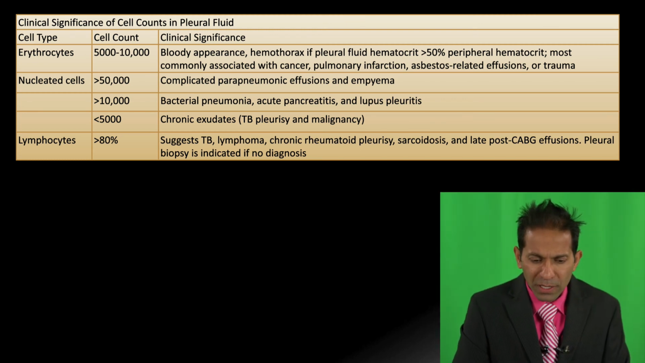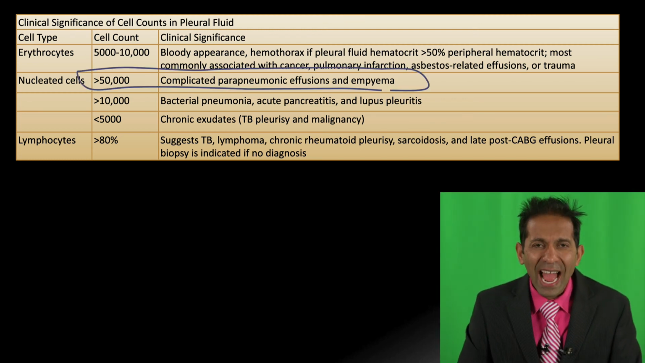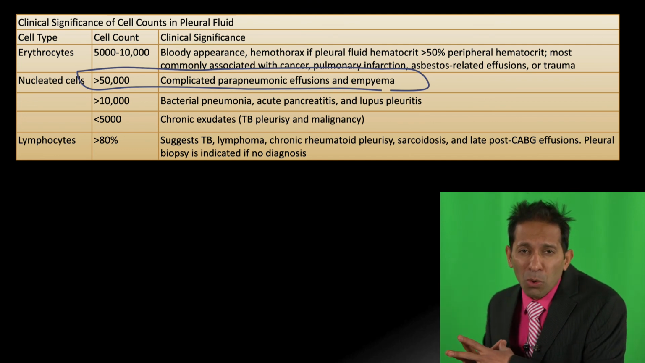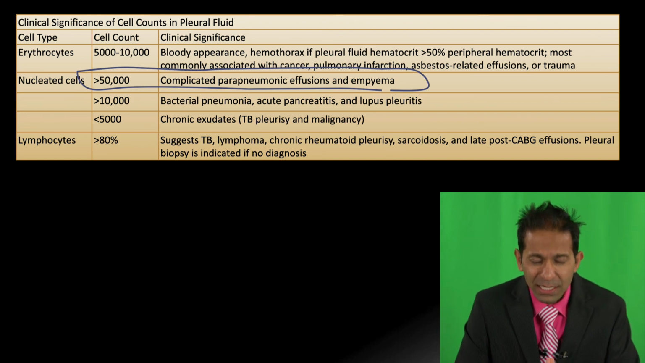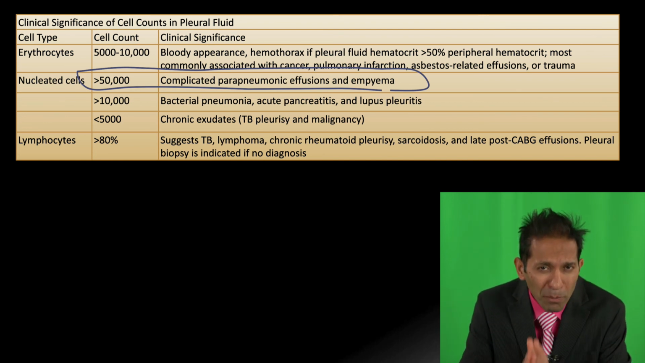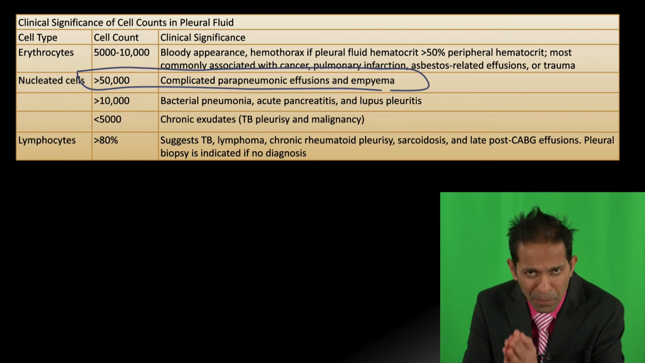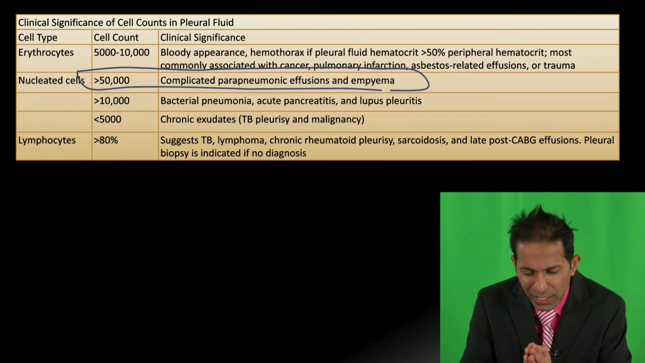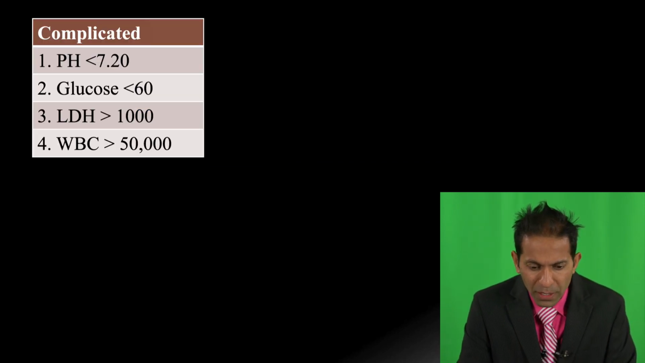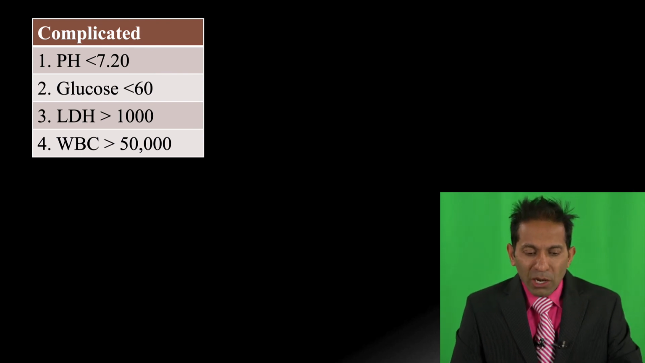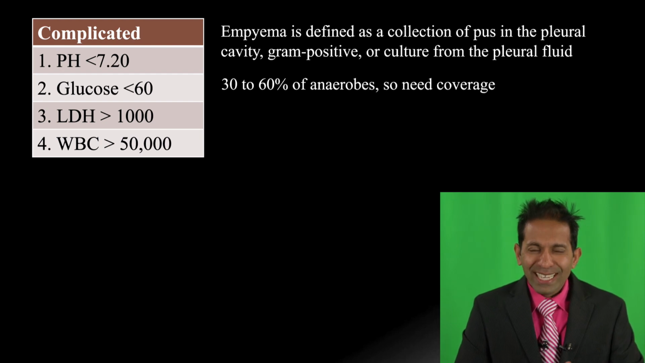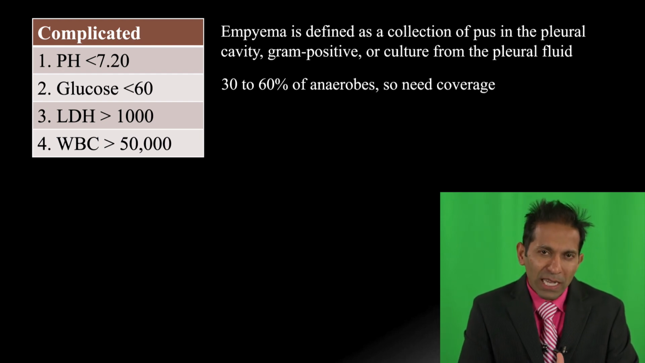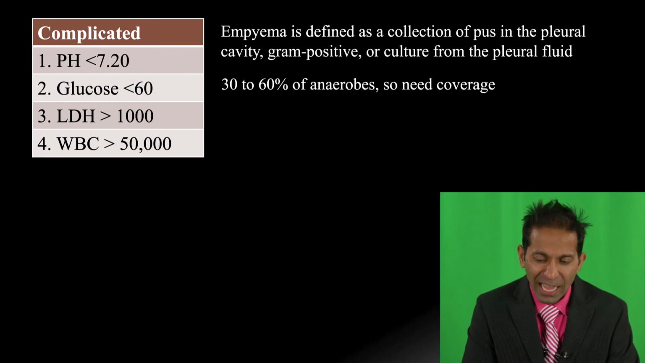So let's go back to our table. If a patient has a white cell count more than 50,000 in pleural fluid analysis, most likely you are dealing with complicated parapneumonic effusion or empyema, and most of these are polys, 70 to 80% polys. Now I already talked about these 4 criteria for complicated pleural effusion. I want to make one more point. Empyema cultures are positive, 30 to 60% have anaerobes, so you need to cover them for anaerobes.